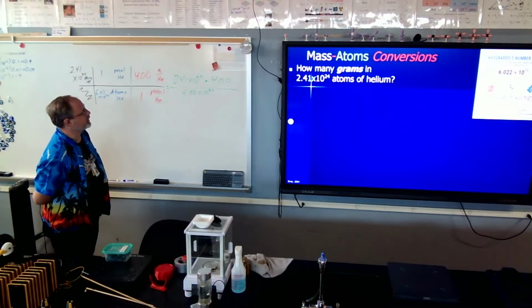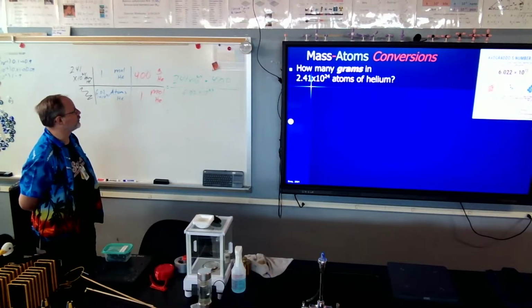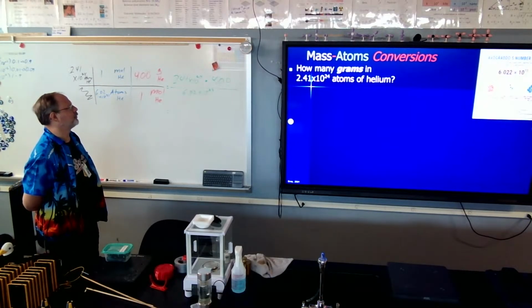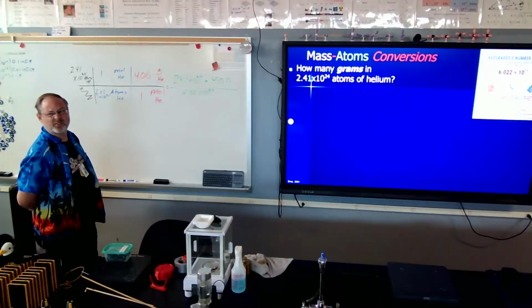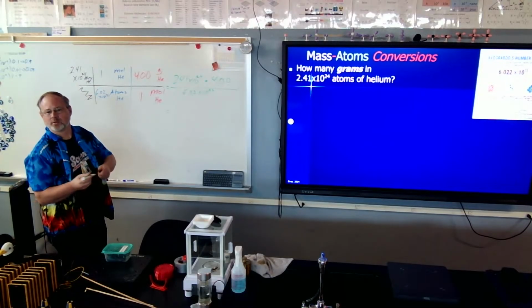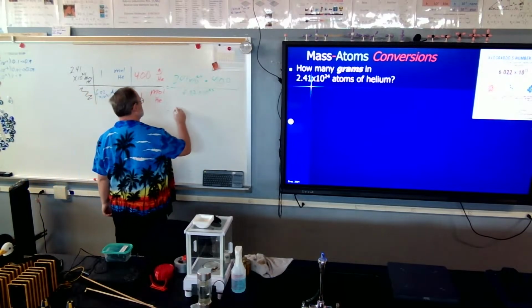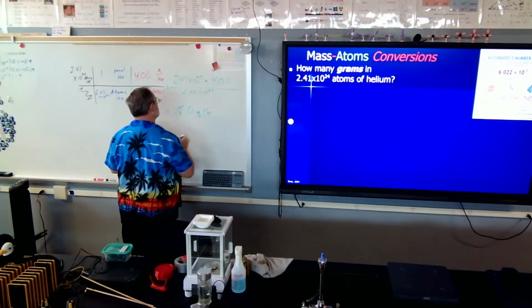So conceptually, 2.41 times 10 to the 24th is pretty close to times 10 to the 23rd. It looks a lot like 24. So it looks like there's about 4 moles. And if there's 4 moles and there's 4 grams per mole, maybe 16-ish? What number did you get for the number of grams? 16.012. 16.0 grams of helium.